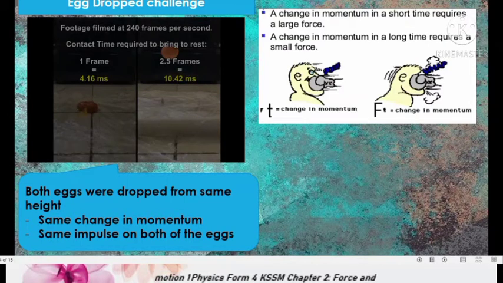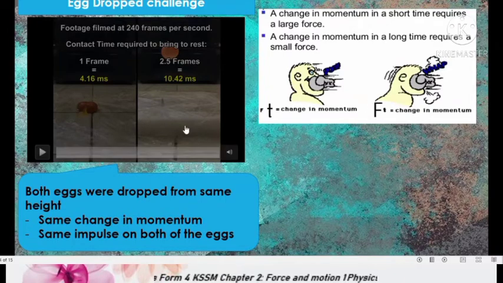Okay, if the time of impact is longer, the impulsive force is smaller. You can look at the size here. If the time of impact is shorter, the impulsive force is larger. So what caused this situation? It will compare between floor and foam. Maybe we can look at the physical characteristics of the floor and the foam.